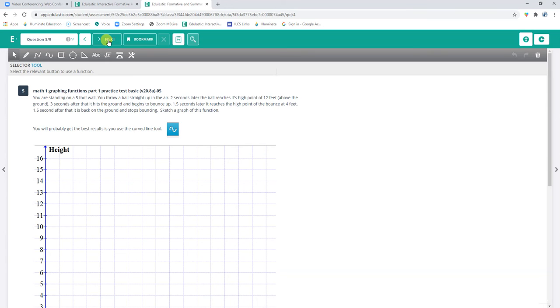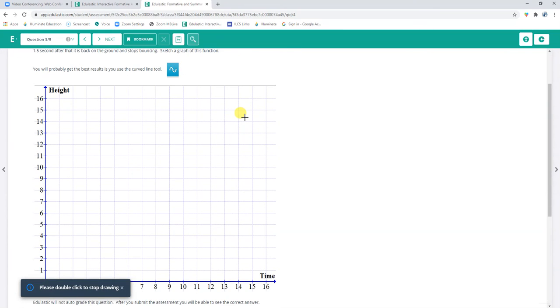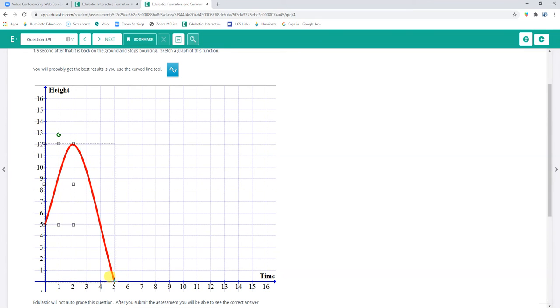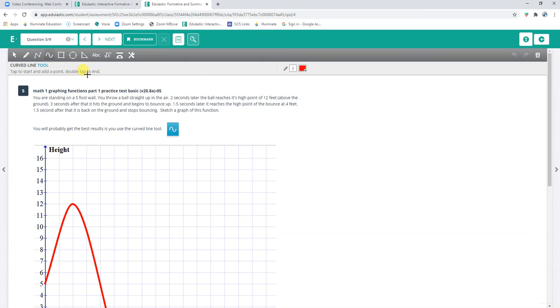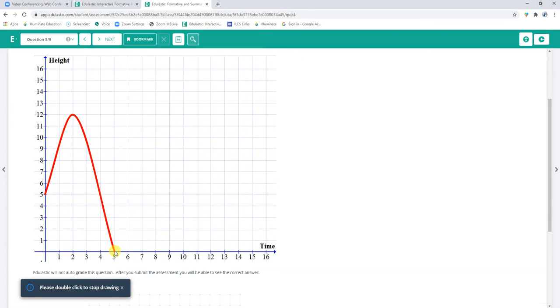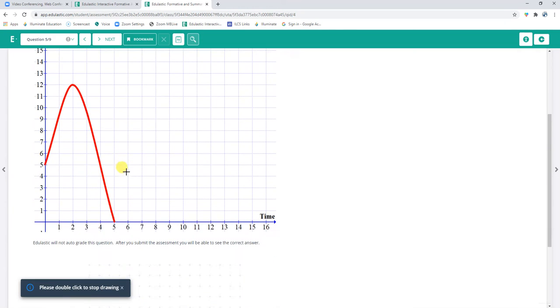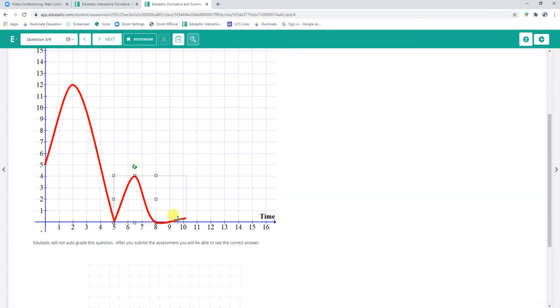This is that graphing one. Edulastic's going to have an issue with this, and use this curvy tool. So I start at 5 and I go to 12. 5 to 12. 3 seconds later, I'm on the ground. One and a half seconds later, I'm at 4 feet. Then 1.5 seconds later, I'm on the ground again. There we go. That kind of models it. It's not beautiful, but it's good enough.